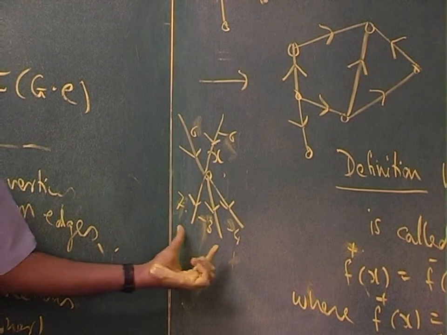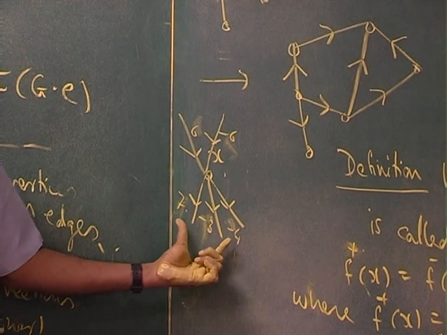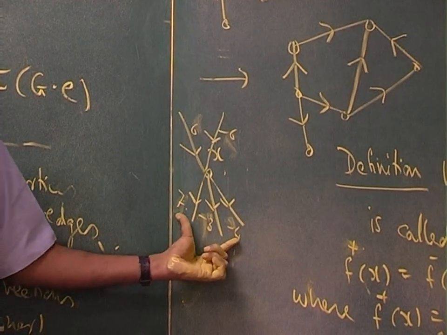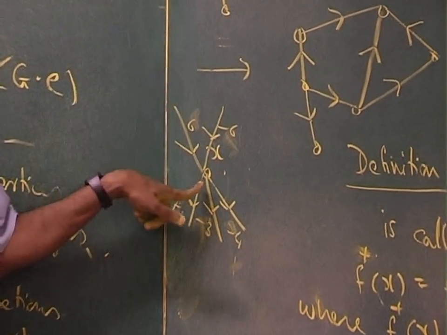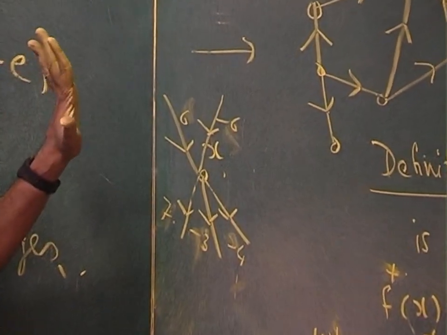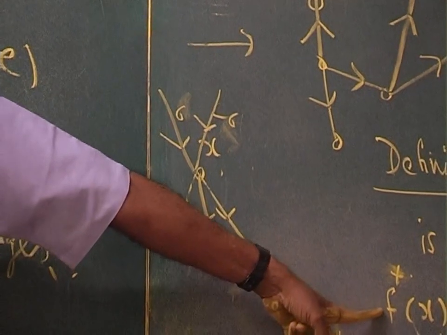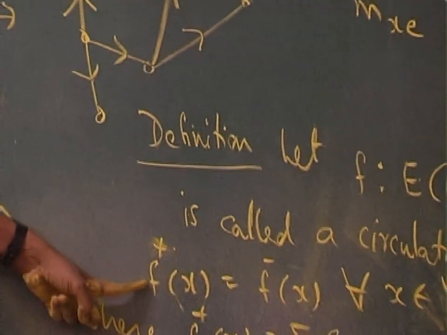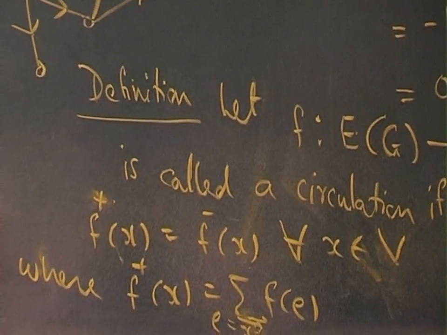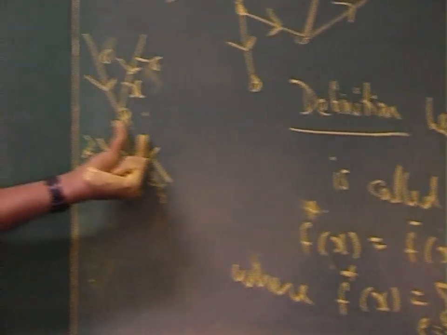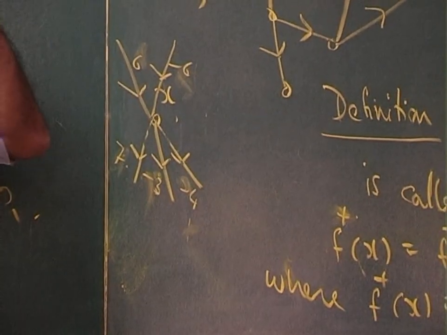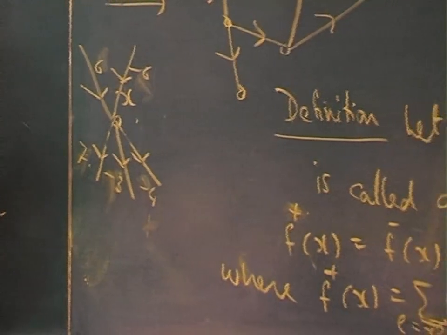Is it clear? The net sum of what is going out is 0 here. Net sum of what is coming in is also 0. Is that clear? Therefore that equation is satisfied. What I have shown you is only at one vertex x. This must hold at every vertex x. Such a thing is to be called a circulation.